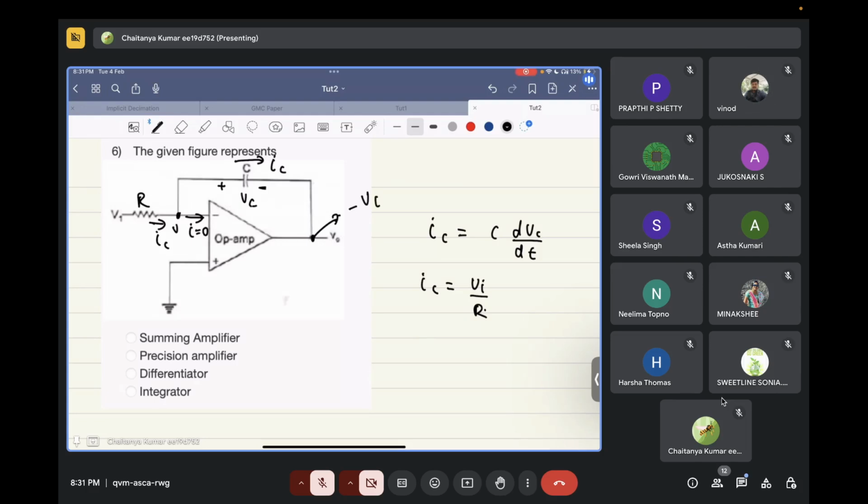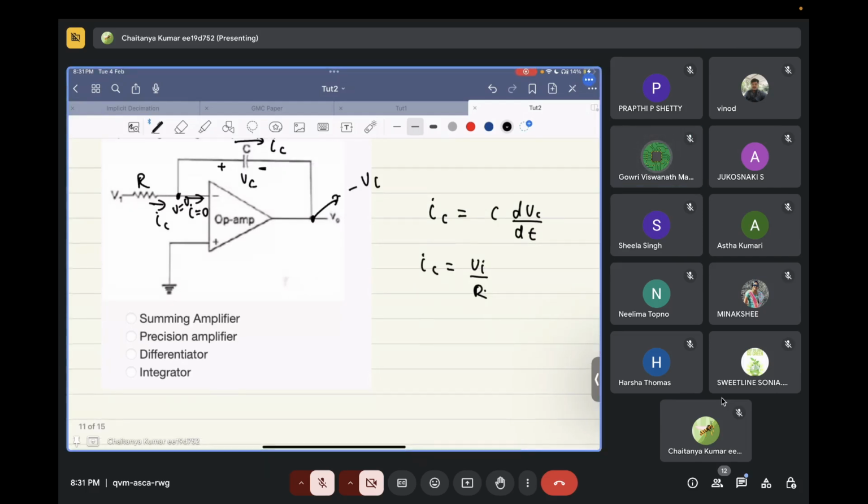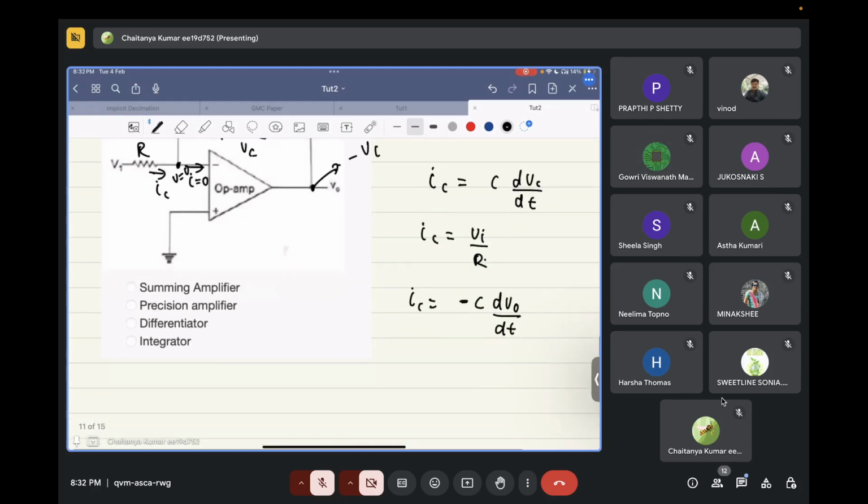If this voltage is 0 and the voltage across the capacitance is Vc, so V naught is equal to minus of Vc, correct? Yes, sir. Okay. So what you can write over here is IC as minus C dV naught by dt, correct? So what we have, Vi by R is equal to C dV naught by dt.